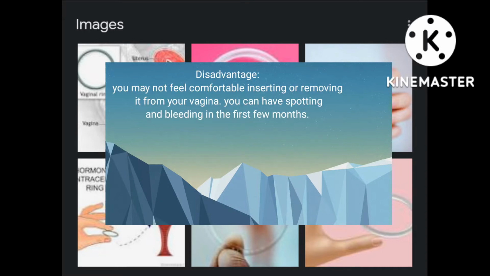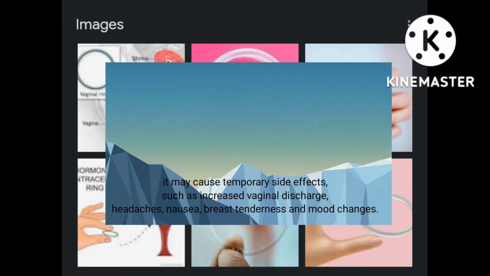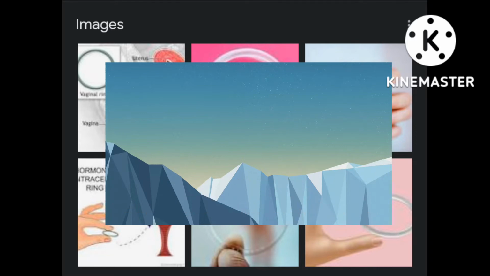Disadvantages: you may not feel comfortable inserting or removing it from your vagina. You can have spotting and bleeding in the first few months. It may cause temporary side effects such as increased vaginal discharge, headaches, nausea, breast tenderness, and mood changes.